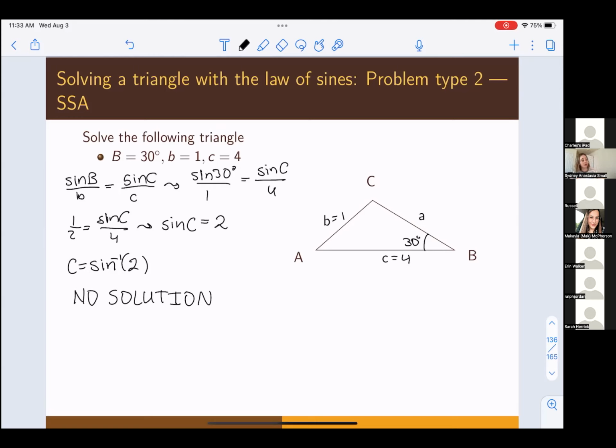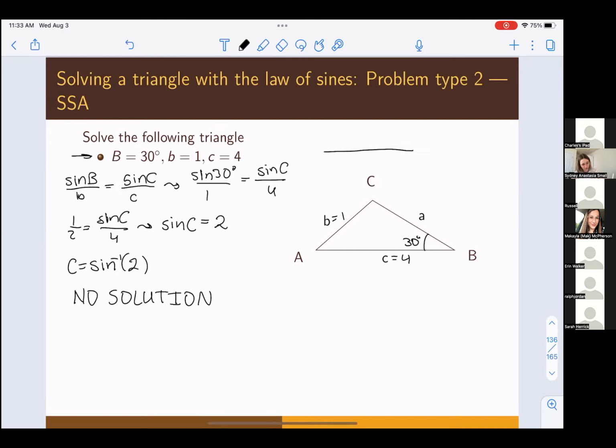This is not because it is a side-side-angle triangle. This is just the nature of the dimensions of the triangle. I gave you a triangle up here that does not exist, and that happens sometimes. If you want to think about what the heck happened, you can kind of geometrically imagine what's going on here.